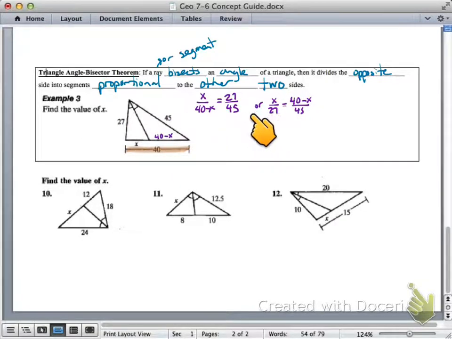However, which way you write it, as hopefully you've picked up by now, there's tons of ways to write these proportions. It doesn't matter to me. Just do it correctly. So I solve for x here. I get 15.